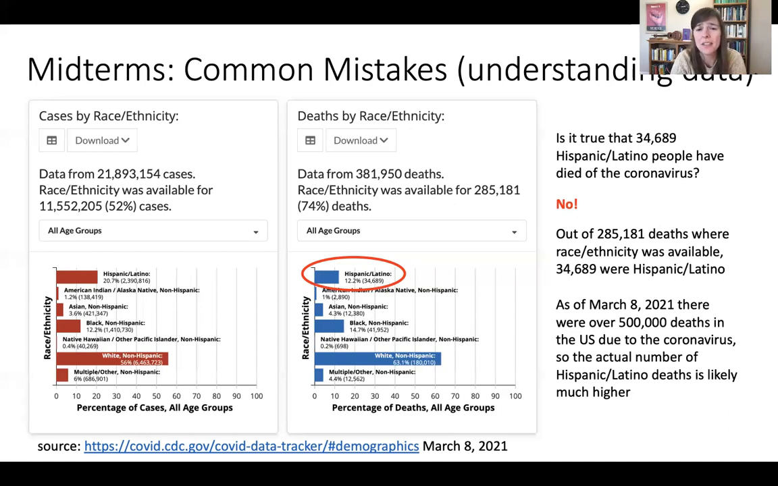And then you can go somewhere else on the CDC's website, find the estimate for the total number of deaths in the US due to COVID, multiply that by 12.2%, and that could give you an estimate for the total number of Hispanic Latino deaths. And it's going to be much bigger than 34,689, sadly. So, like I said, a lot of people on the COVID and race topic ended up here for very good reasons, and then ended up misinterpreting this data. So I just wanted to nip that one in the bud.